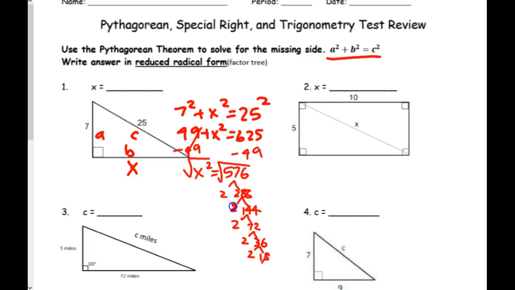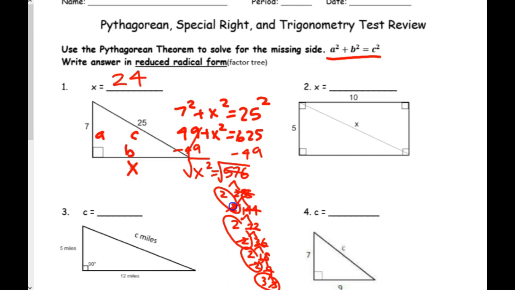Then 2 times 9, and then 9 is 3 times 3. Now that's a lot of prime factorization. And how many pairs do we have? Pair of 2, pair of 2, pair of 2, pair of 3. Since there's no loners, we're going to do 2 times 2 times 2 times 3, which gives us 24.